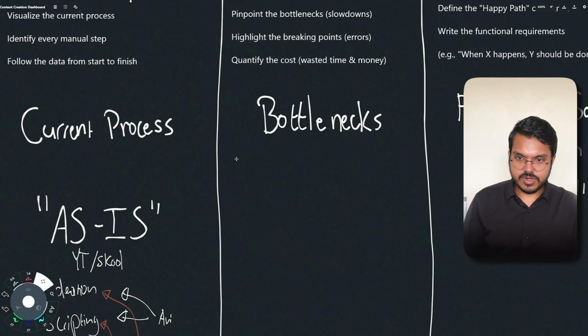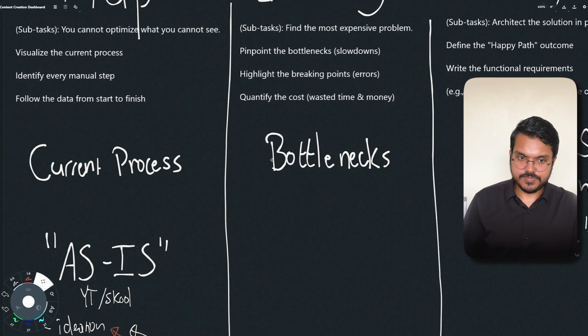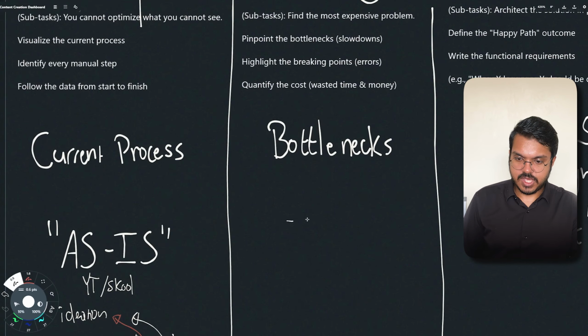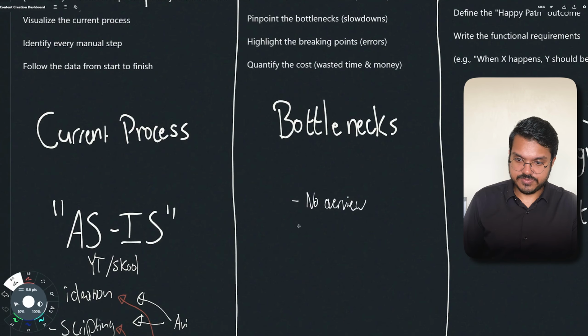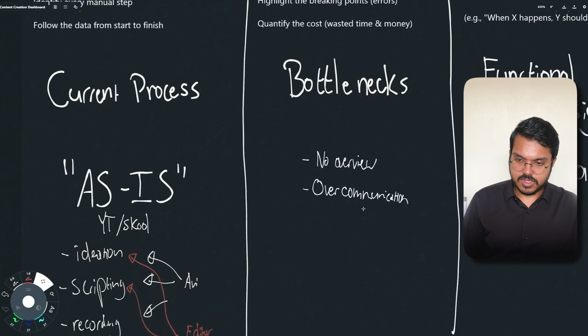Now, what are our current bottlenecks, right? So we have no overview. I don't know what is being edited currently. I don't know how many recordings are left currently, which is an issue. Communication. So we're kind of over communicating because of this, because we don't really need to communicate. We can just find it in a system somewhere, preferably.